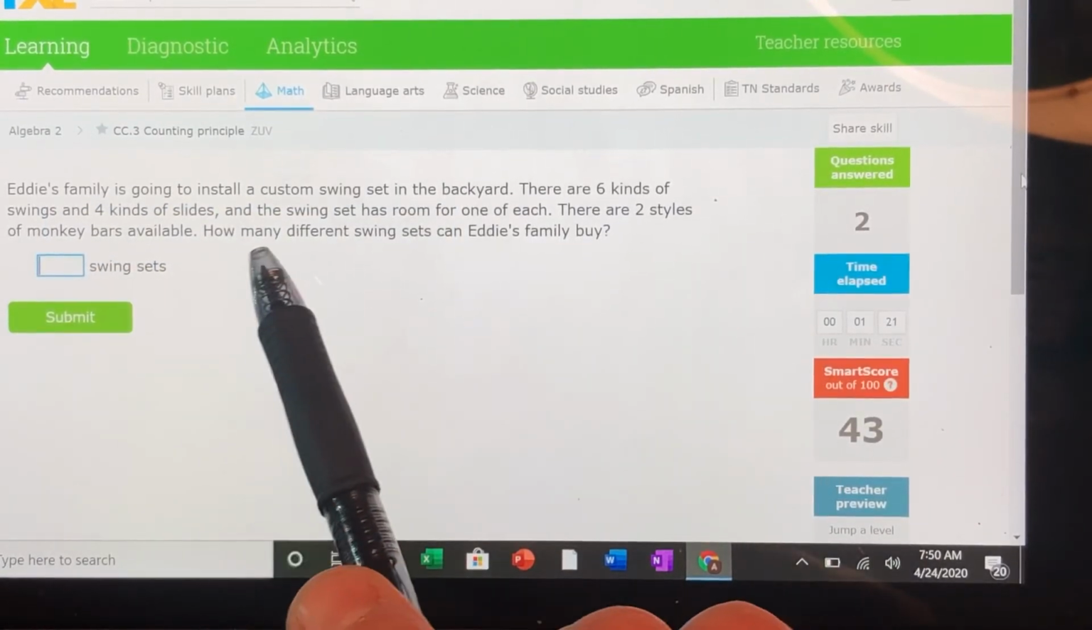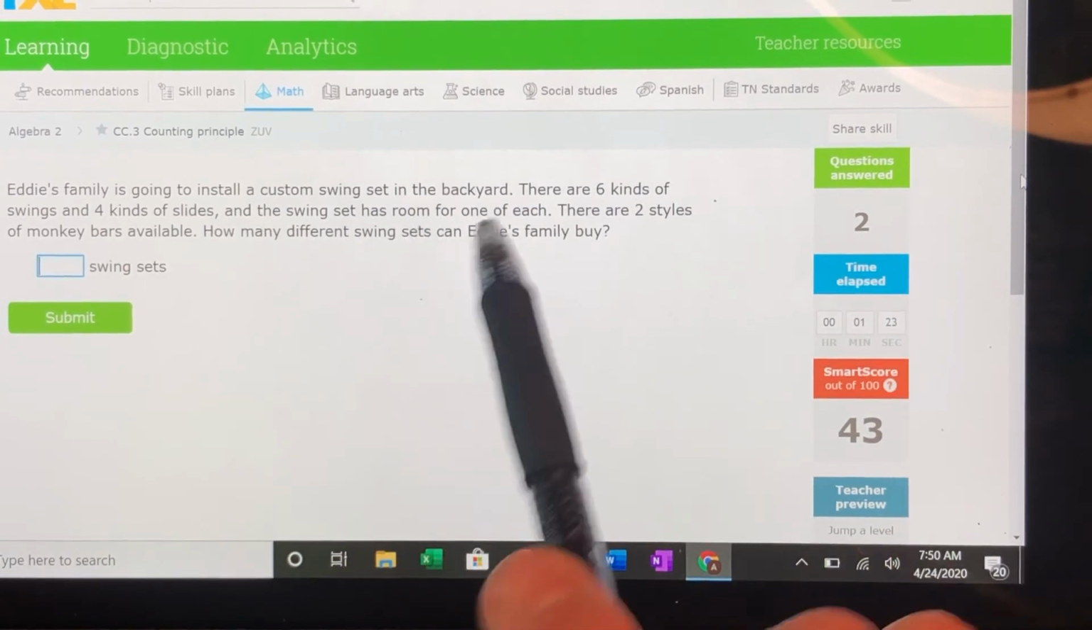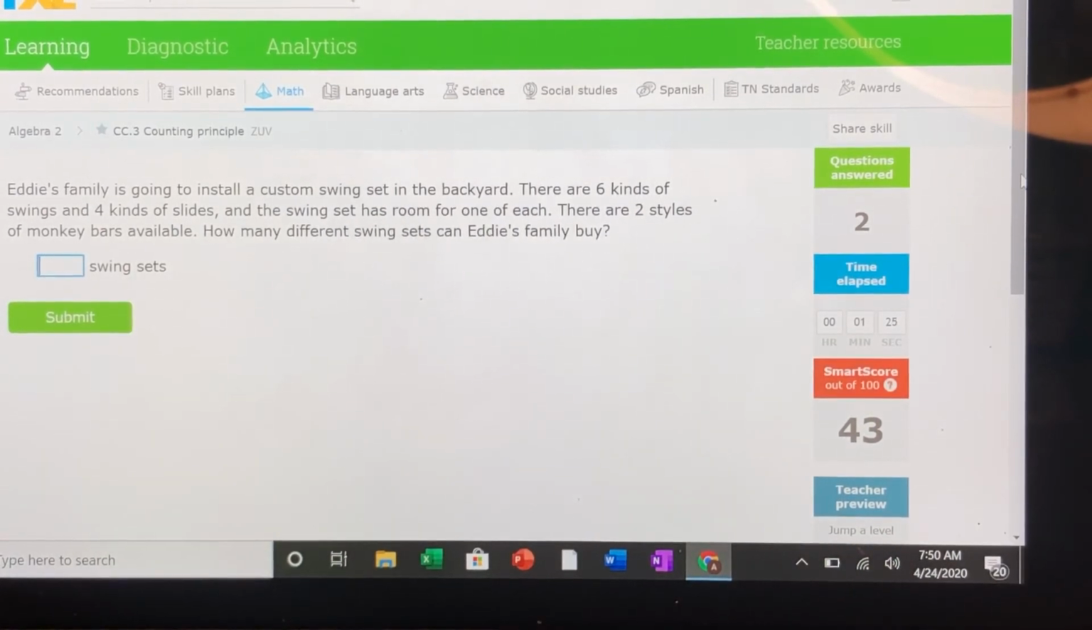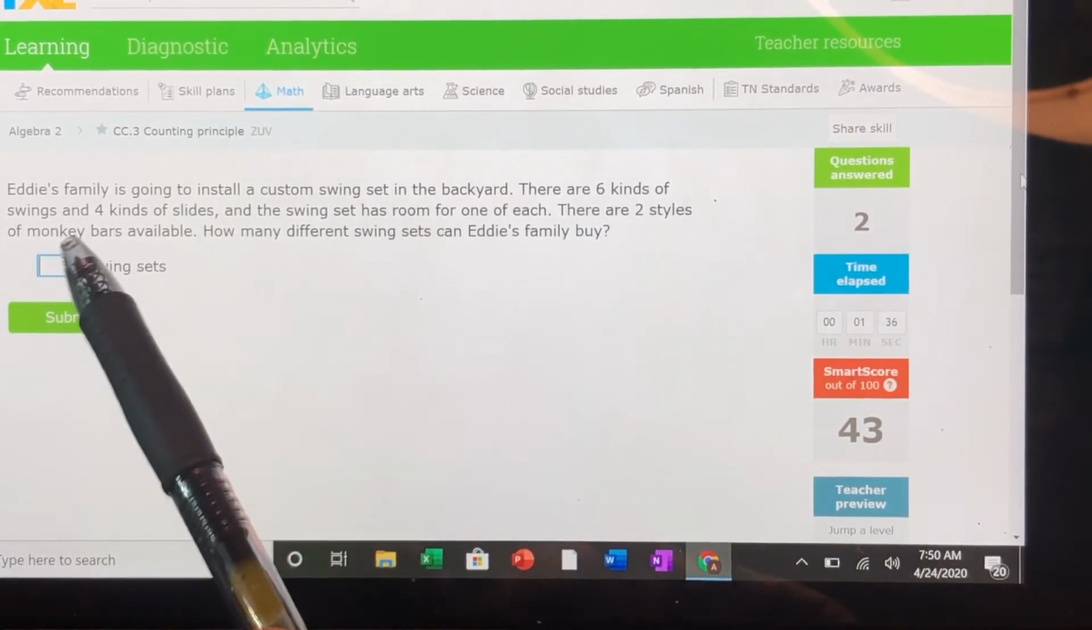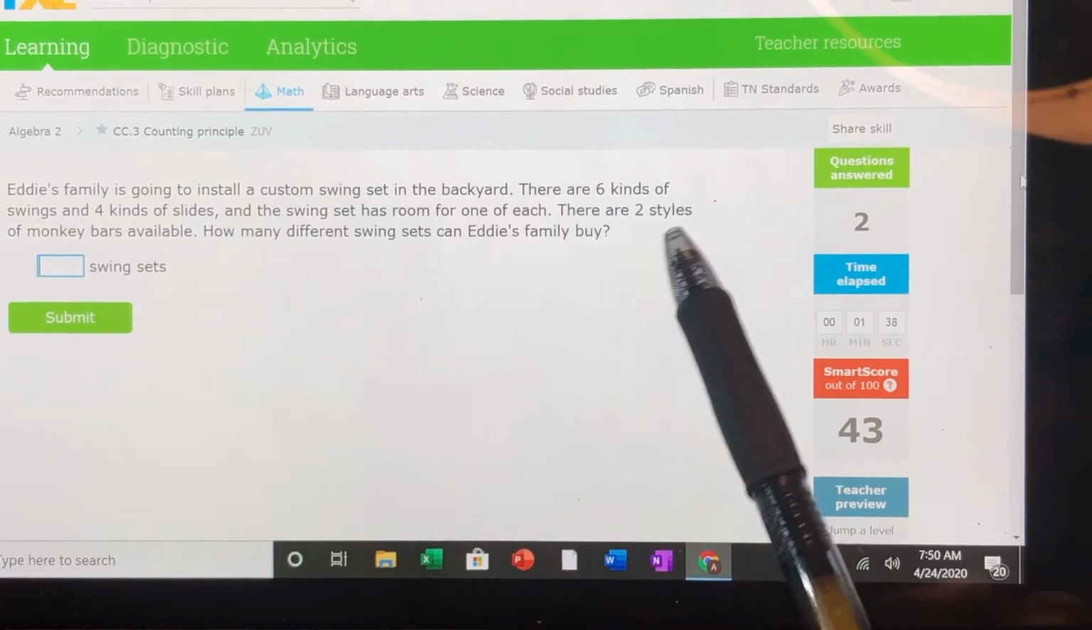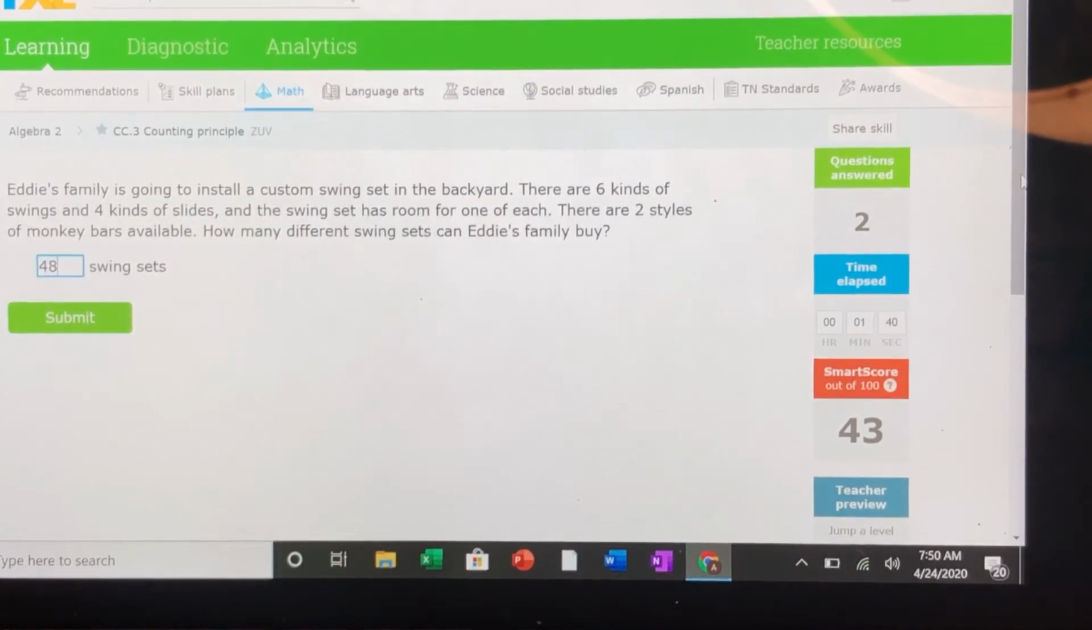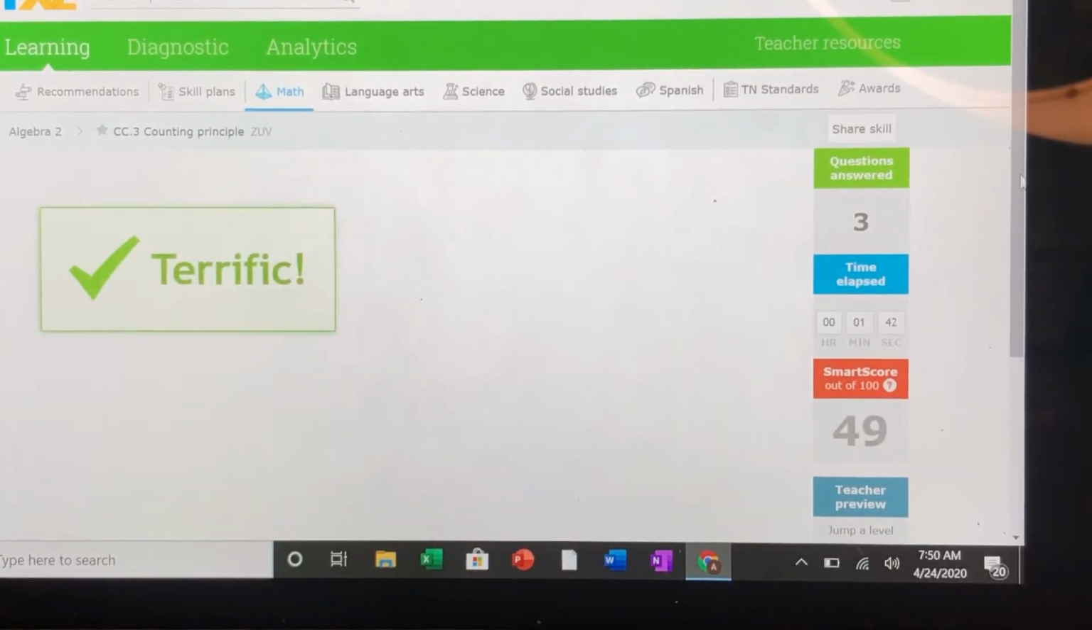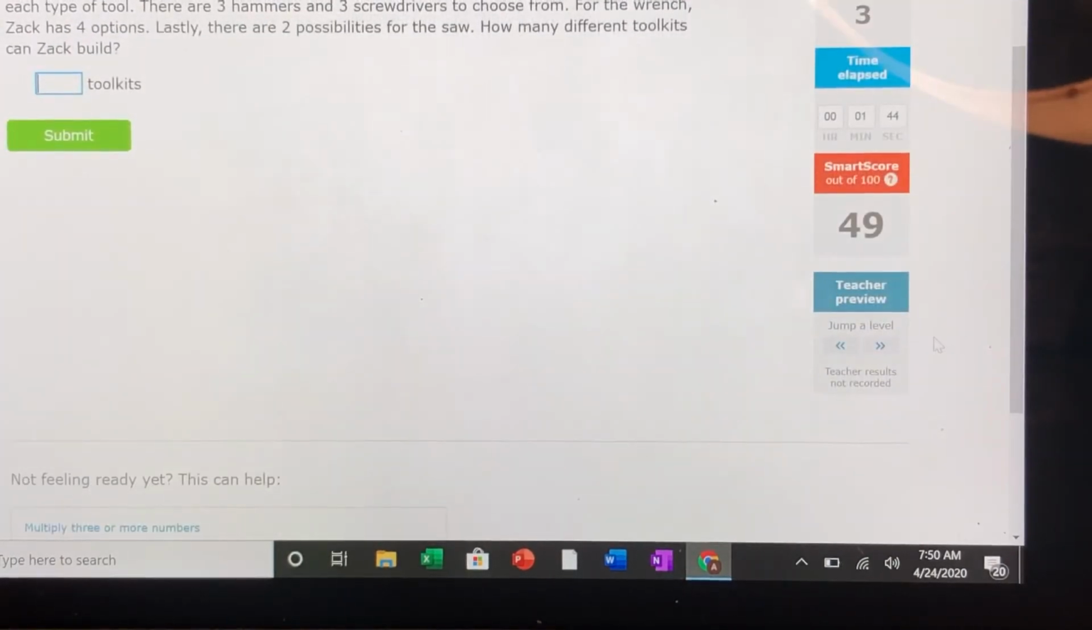Let's see, can they make these any more difficult? Eddie's family is going to install a custom swing set in the backyard. There's 6 kinds of swings, 4 kinds of slides. And the swing set has room for 1 of each. There are 2 styles of monkey bars available. How many different swing sets can Eddie's family buy? Well, 6 times 4 is 24. 24 times 2, 48. Let's jump up 1 more level, and that'll be it.